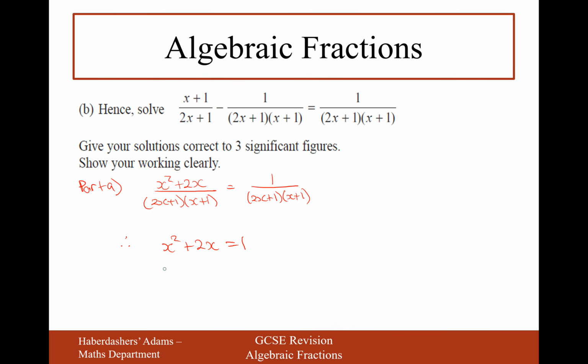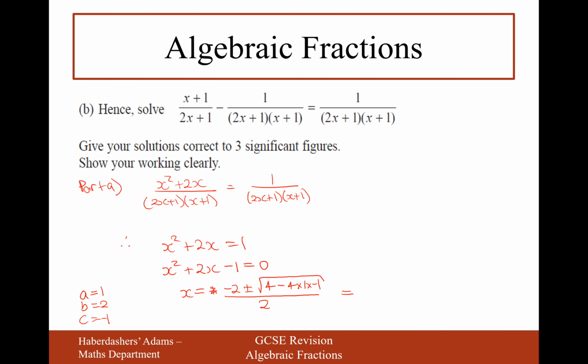So it's corrected to 3 significant figures, so it probably means we're going to need the quadratic formula at some point. So subtract the 1 onto the other side, and now go for your calculator. And let's now use the quadratic formula, so that value for A is going to be 1, B is going to be 2, and C is going to be minus 1. So it's going to be x equals minus 2 plus or minus the square root of B squared, that would be 4, minus 4 times A times C, 1 times C, that's minus 1, over 2A, that would just be over 2.